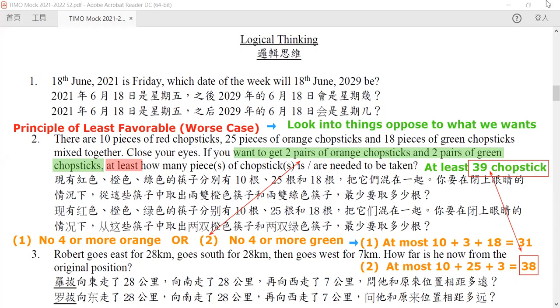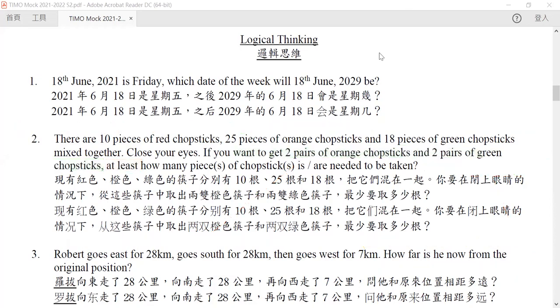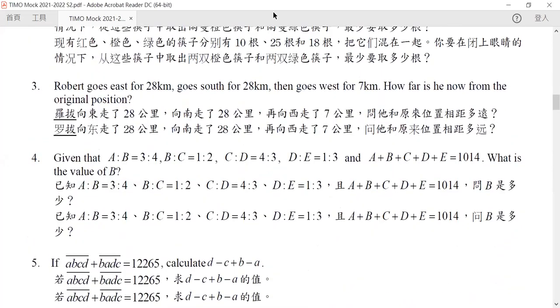Okay, so let's go to question number 3. Question number 3 requires some knowledge about Pythagoras Theorem, which we should be very familiar with. So our robot goes east for 28 kilometers, and then goes south for 28, and then goes on 7 to the rest. So what we want to know is the distance between these 2 points, the starting point and the finishing point.